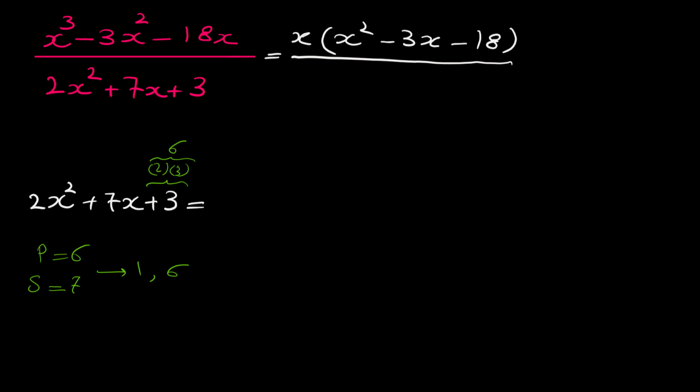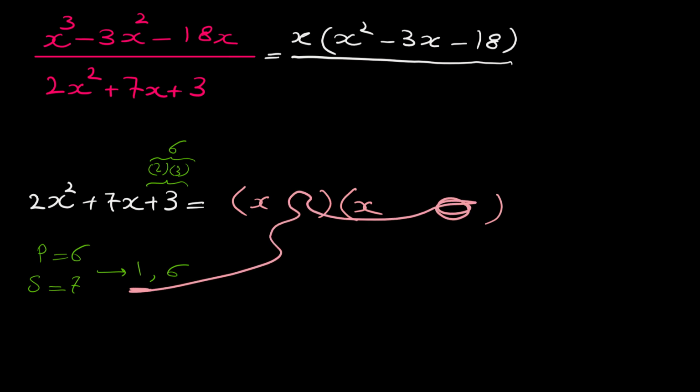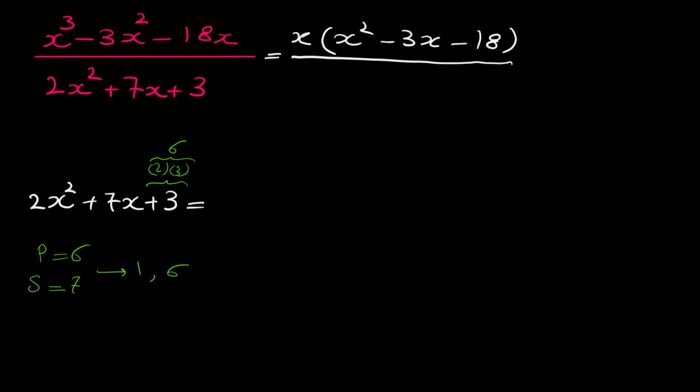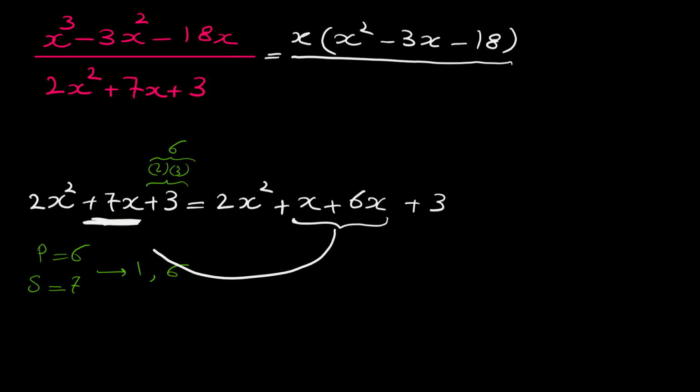But the way that we want to use these numbers is not as before. If you remember, before this we put two brackets, x, x, and we put these numbers in there, and this is the factored form. But here the story is a little different. The way that we want to use these numbers 1 and 6 is that we write 2x to the 2, the first term. Now we split this term. We write 7x in the form of 1x plus 6x, because x plus 6x is again 7x.